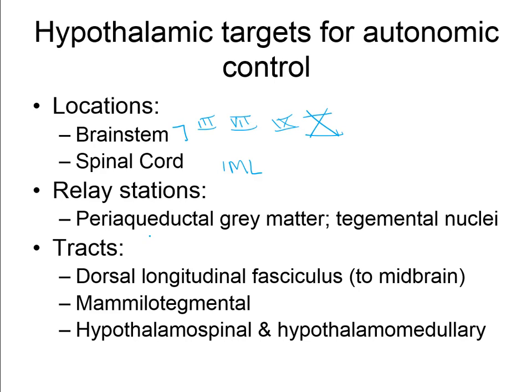There will be synapses along the way, and periaqueductal gray is important for this, and there are a bunch of diffuse nuclei in the pontine and medullary tegmentum that are relevant relay steps here. The major bundles on the way out are the dorsal longitudinal fasciculus, and then these others, there's actually a hypothalamic spinal and a hypothalamic medullary bundle of fibers.